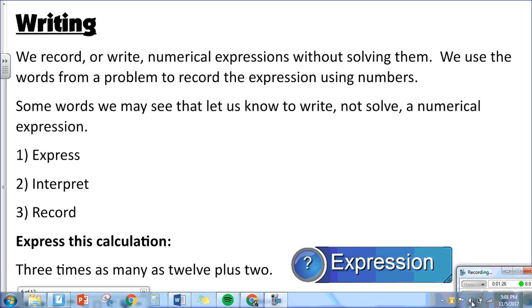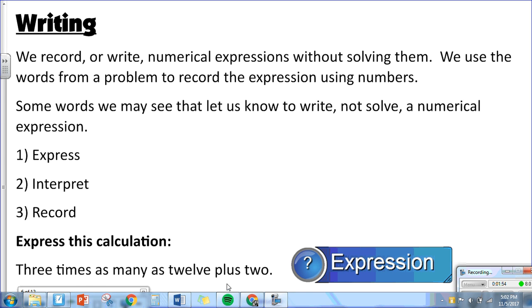So down here we have an expression. It's at the very bottom. I'll point to it. It's kind of hard to see down here. It says 3 times as many as 12 plus 2. Okay, so times as many, that was a word we put in our chart earlier. And then 3 times as many as 12 plus 2. Now plus, that's giving me the clue about another operation that I'm going to be using here.